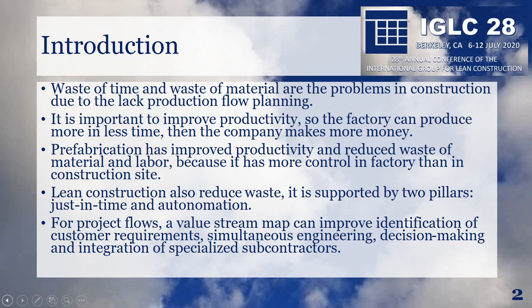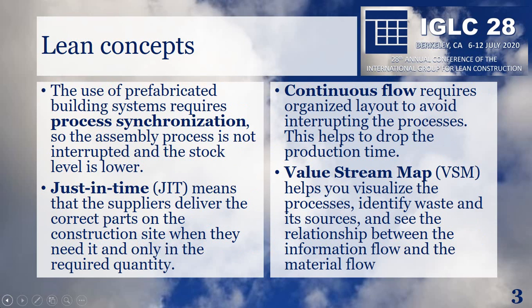It is supported by two pillars: just-in-time and automation. For project flows, a value stream map can improve identification of customer requirements, simultaneous engineering, decision-making, and integration of specialized subcontractors. Lean concepts. The use of prefabricated building systems requires process synchronization so the assembly process is not interrupted and the stock level is lower.